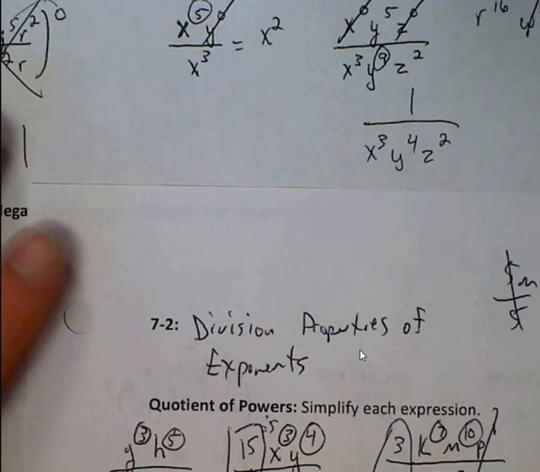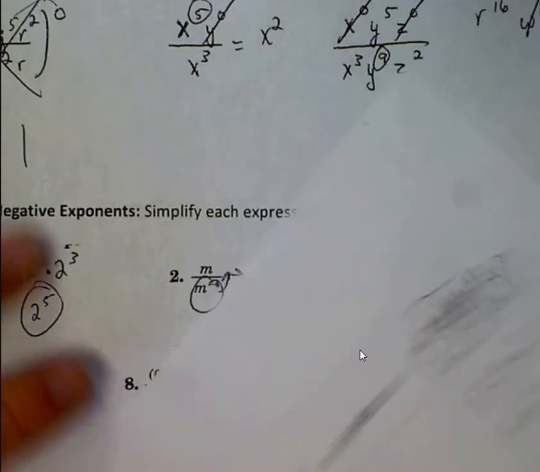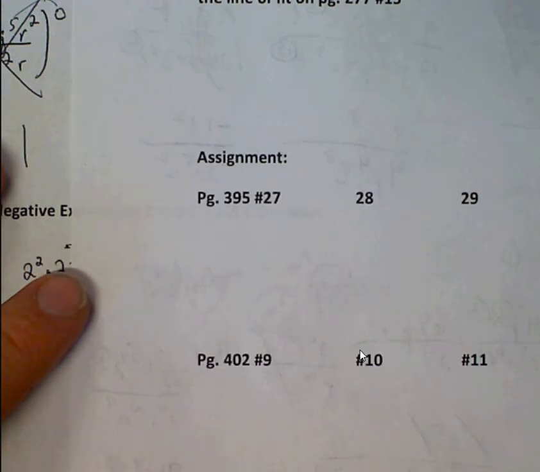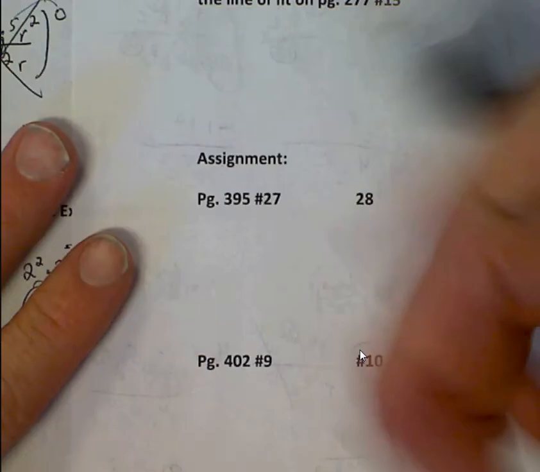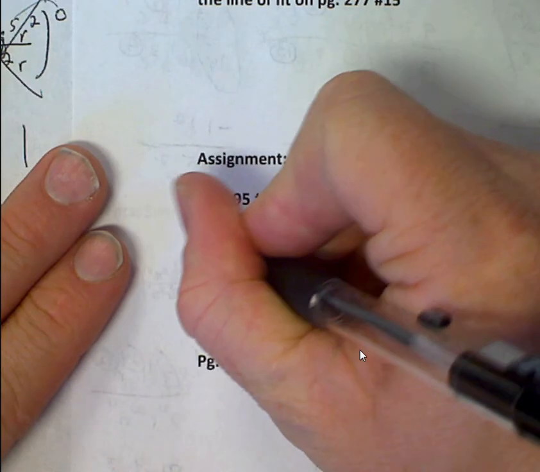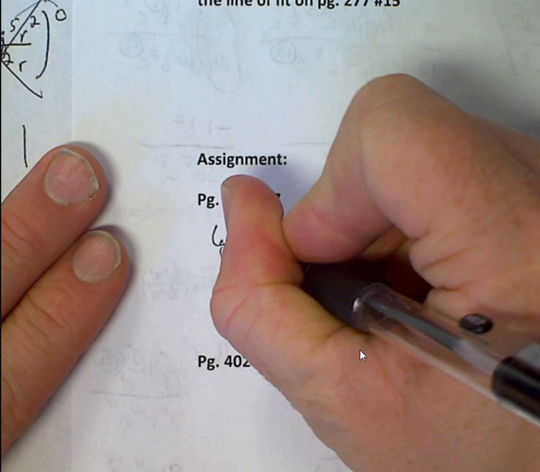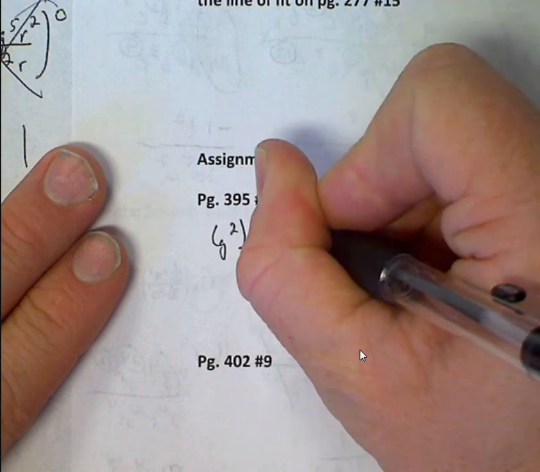All right, division properties of exponents, 7-2. Here is the assignment. Page 395, number 27. Page 395, number 27. We have q squared, 2q to the 4.